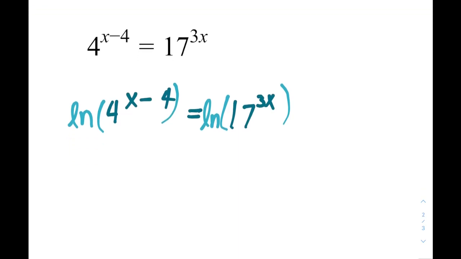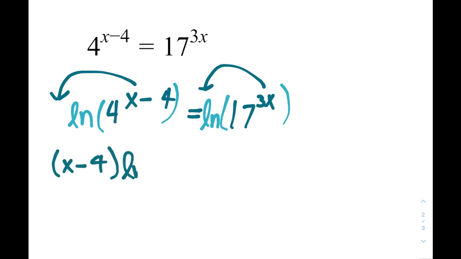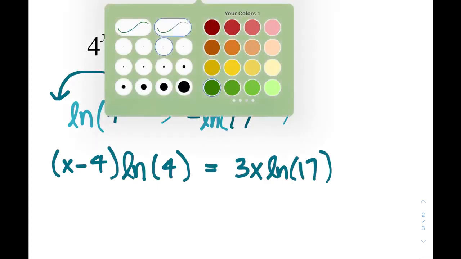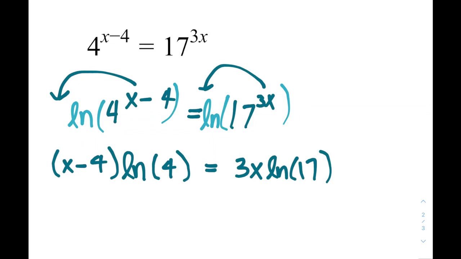And then the point here, the reason we did this is because now we can use the power property of logs and our exponents come down front, right? So we'll have 4, x minus 4 times natural log of 4 equals 3x natural log of 17. And believe it or not, this is a linear equation. It looks really complicated. It looks like it's something that we're not maybe familiar with. But it honestly is solved in the exact same way as if I had something like, just like this, right?